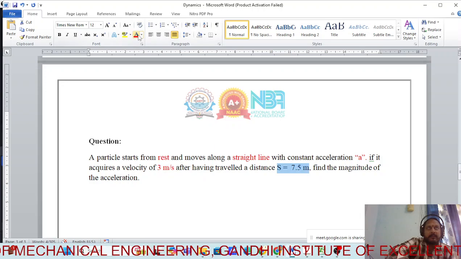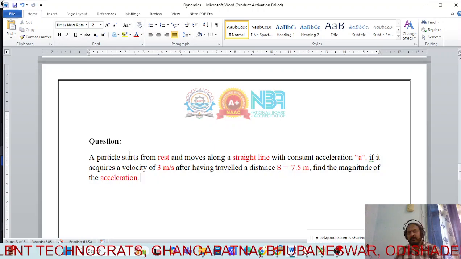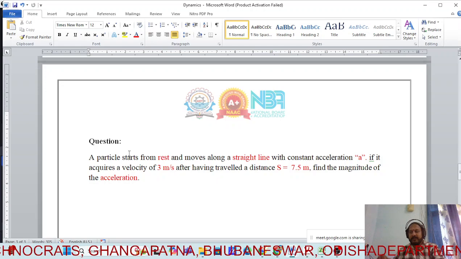3 meter per second. What is the distance? 7.5 meter. When it has traveled 7.5 meter, the distance traveled by that particular particle is 7.5 meter. So you have to find out what is the magnitude of the acceleration. So that was the actual question.